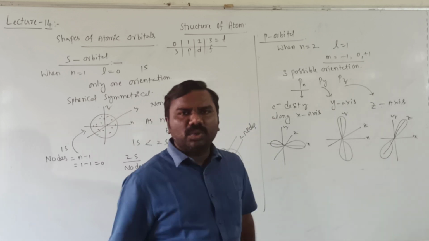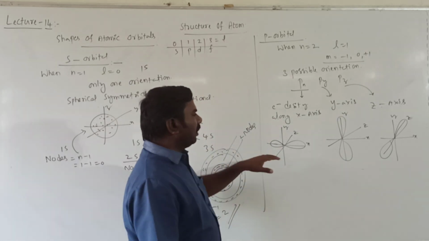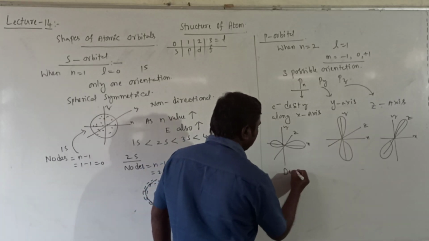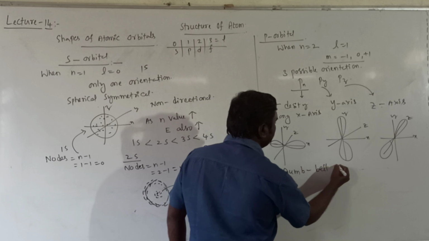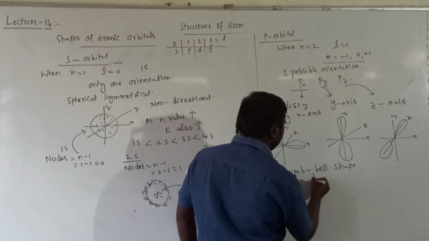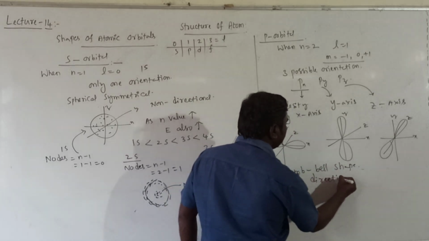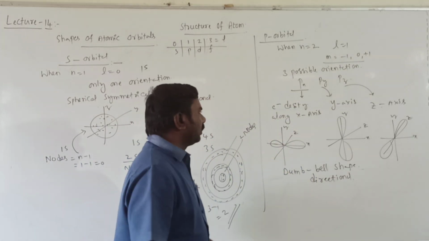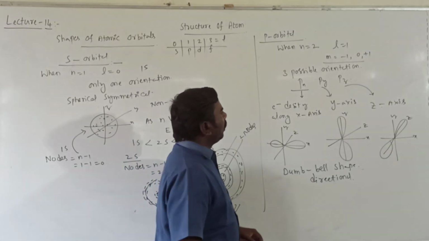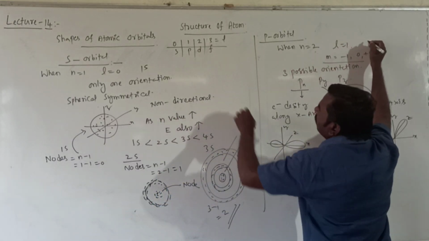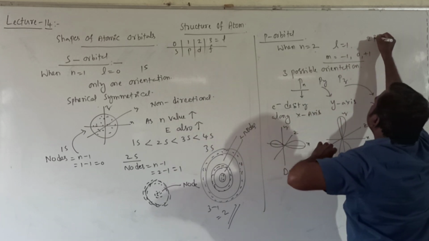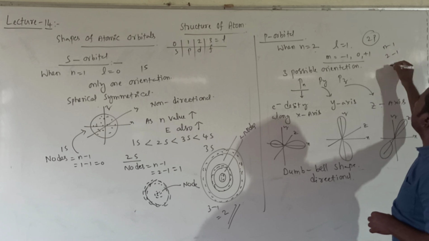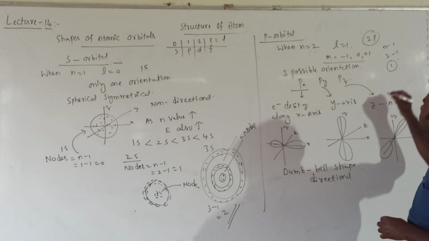On the axis only, electron density is possible. So nothing but electron density in a dumbbell shape. Shape is dumbbell shape, because they will be located along the axis. Now, nodes: it is 2p. L value 1 means p, and n becomes 2. So 2p, n minus 1 means 2 minus 1, that becomes 1 node possible here.